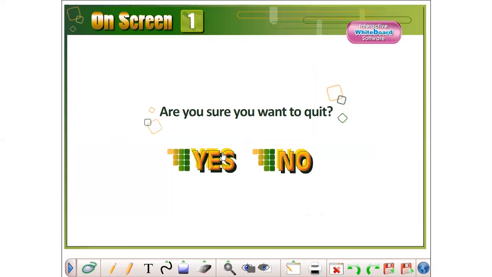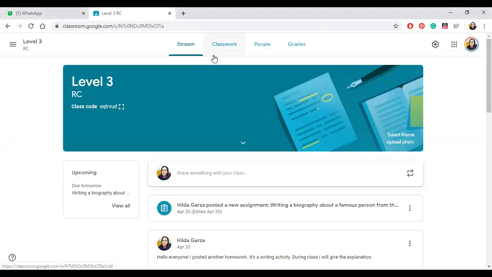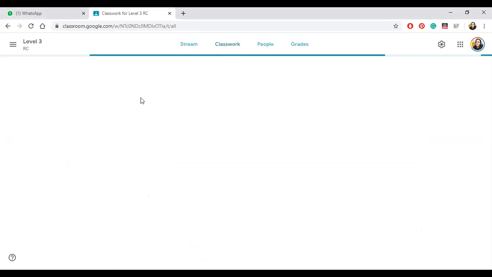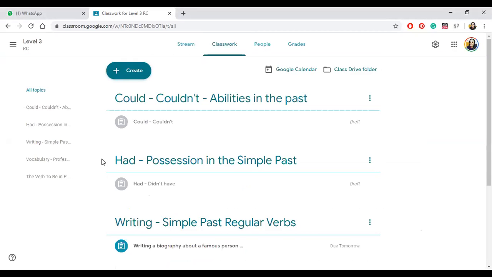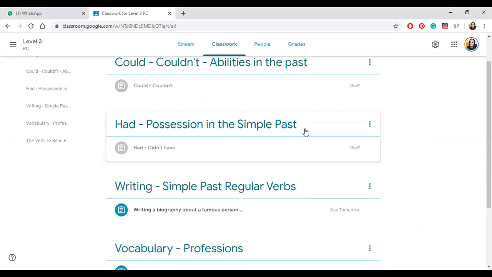Before we leave, I want you to practice this last thing that we did. So I'm going to assign 2 activities for homework. You can do it between today and tomorrow or Friday if you want. It's about had and could and couldn't. Those are the only things that you have to do.